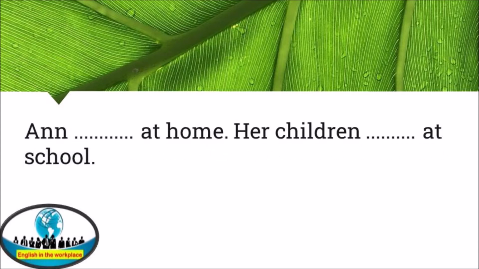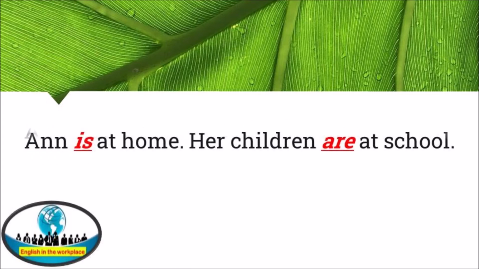Anne: am, is, or are at home? Her children: am, is, or are at school? What do you think? Anne is at home. Her children are at school. Anne is only one, singular, so it takes is. Her children, children, plural, more than one. So we give it are.